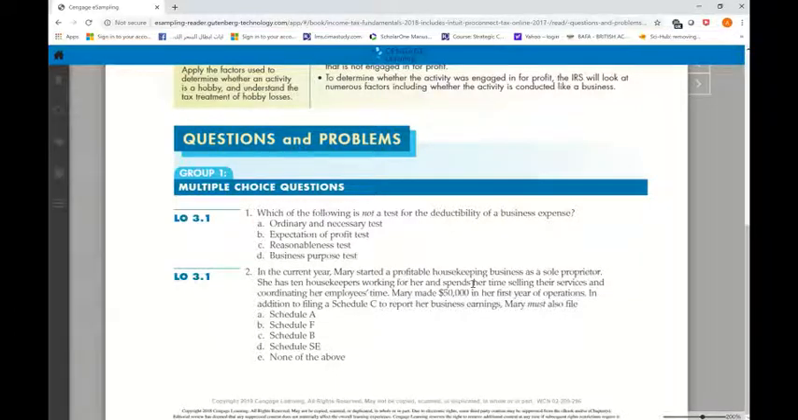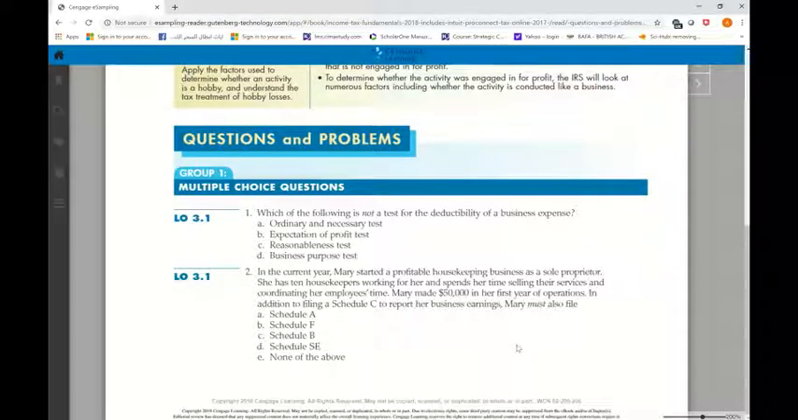In the current year, Mary started a profitable housekeeping business as a sole proprietor. She has 10 housekeepers working for her, and spends her time selling their service and coordinating her employees' time. Mary made $50,000 in her first year of operation. In addition to filing a Schedule C to report her business earning, Mary must also file.